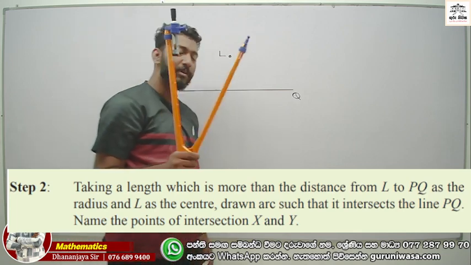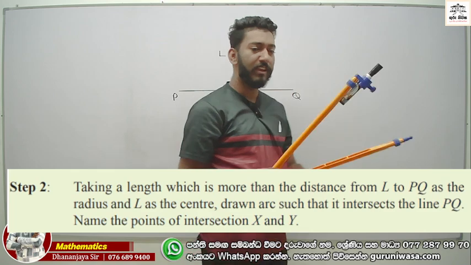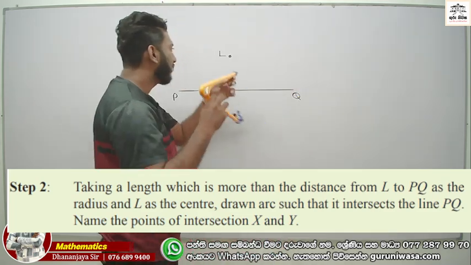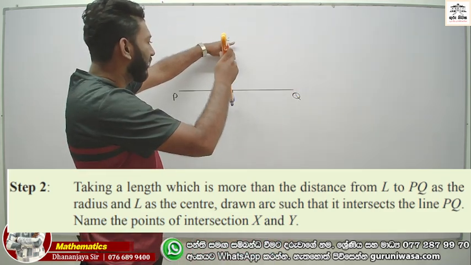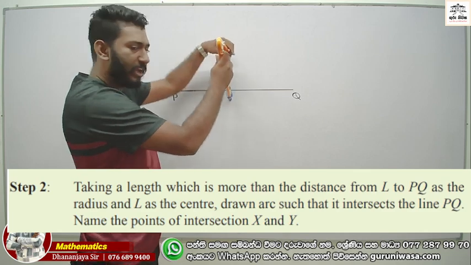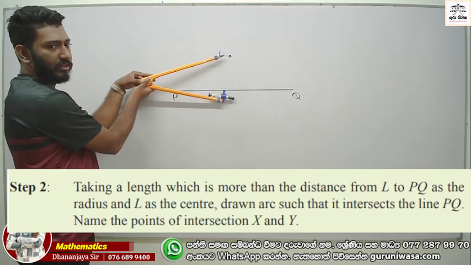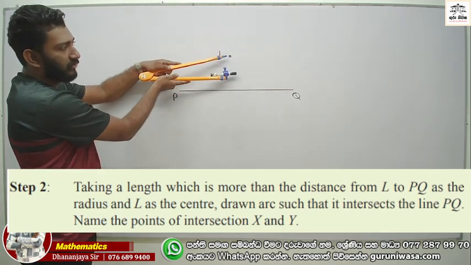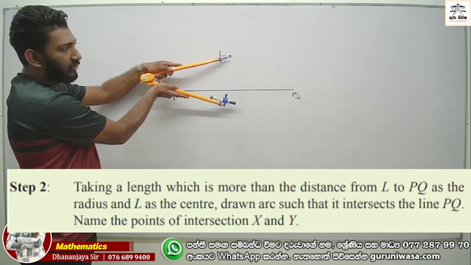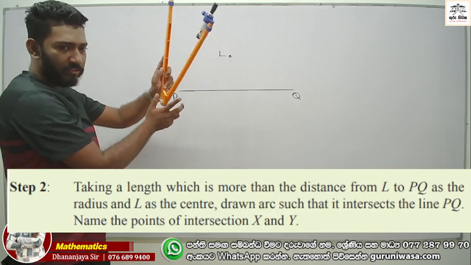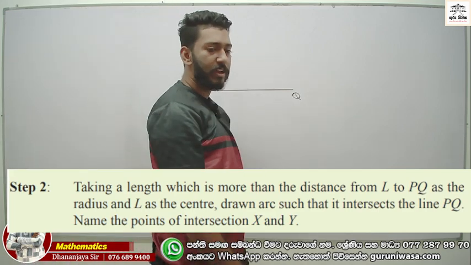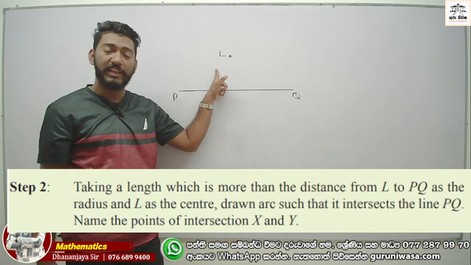Now use your compass, right? And make a distance more than the distance from L to the straight line. It's not like this. More than the distance to the straight line, like this, right? And this is the size of the radius. Now take L as a center.